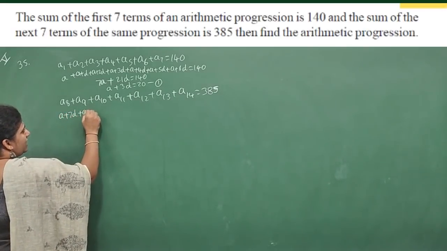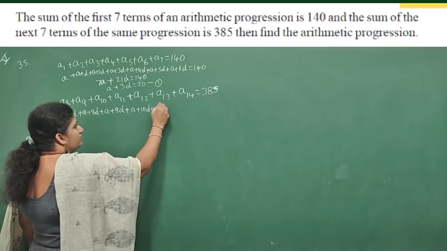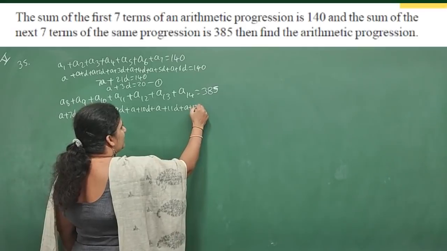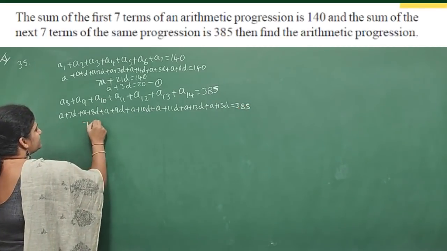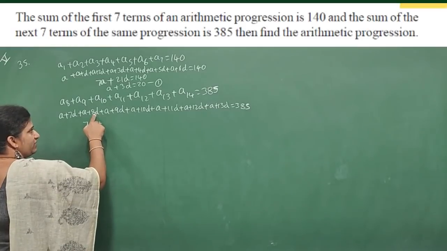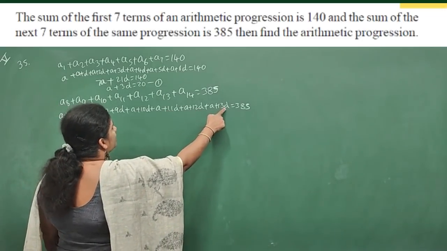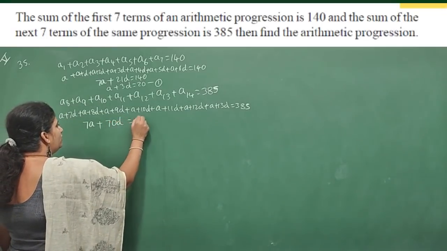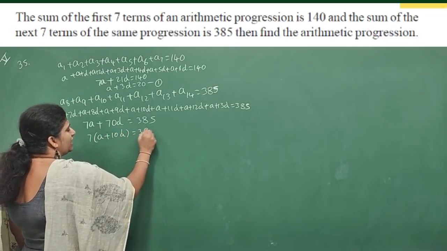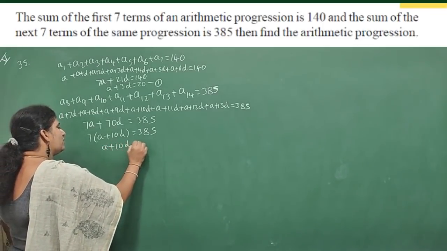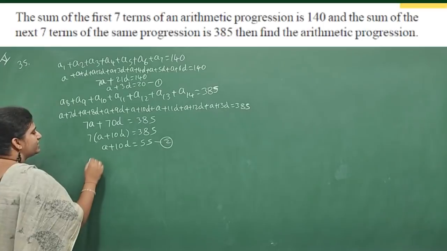Similarly, write this one in general form. A plus 7D, A plus 8D, A plus 9D, A plus 10D, A plus 11D, A plus 12D, A plus 13D is equal to 385. Add all these. 7A plus 7D plus 8D will be 15D, 24D, 34D, 45D, 57D, 70D is equal to 385. Take out 7 common. A plus 10D is equal to 55. Mark the second equation.